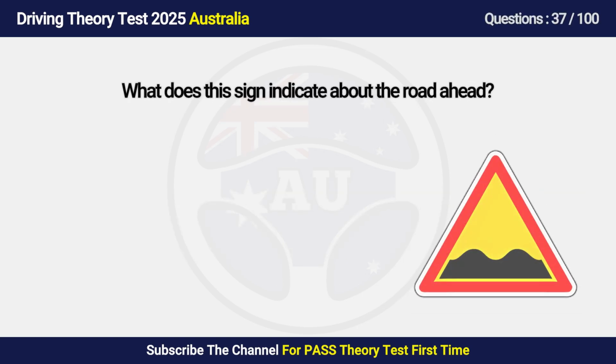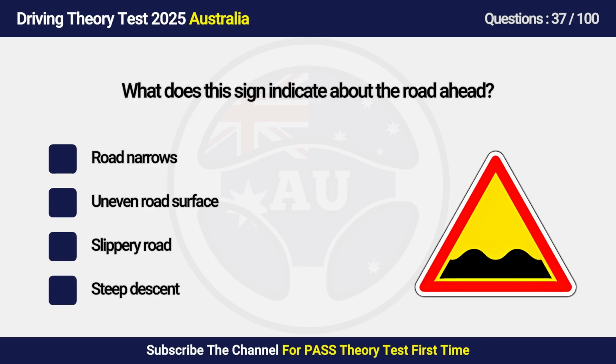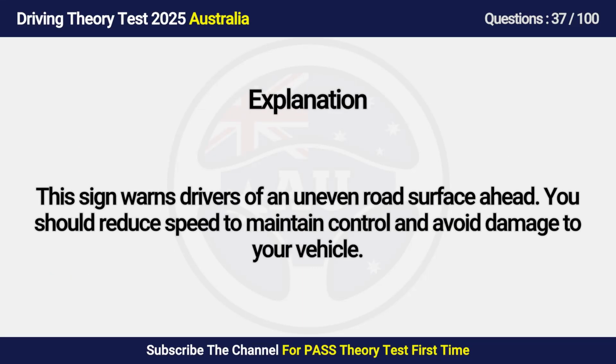Question 37. What does this sign indicate about the road ahead? A. Road narrows. B. Uneven road surface. C. Slippery road. D. Steep descent. Answer is B. Uneven road surface. This sign warns drivers of an uneven road surface ahead. You should reduce speed to maintain control and avoid damage to your vehicle.